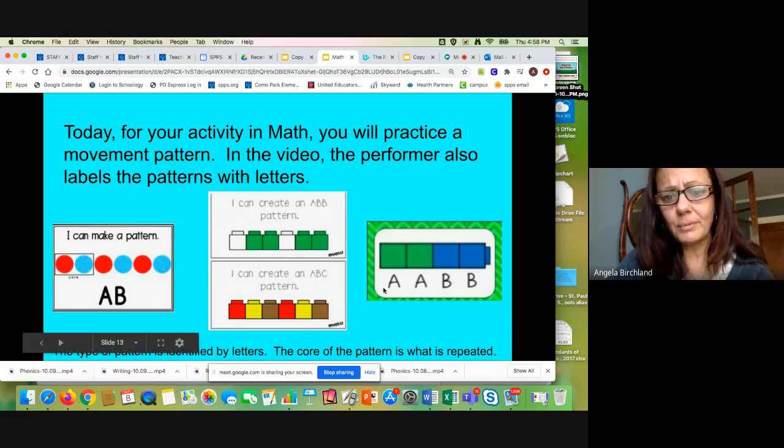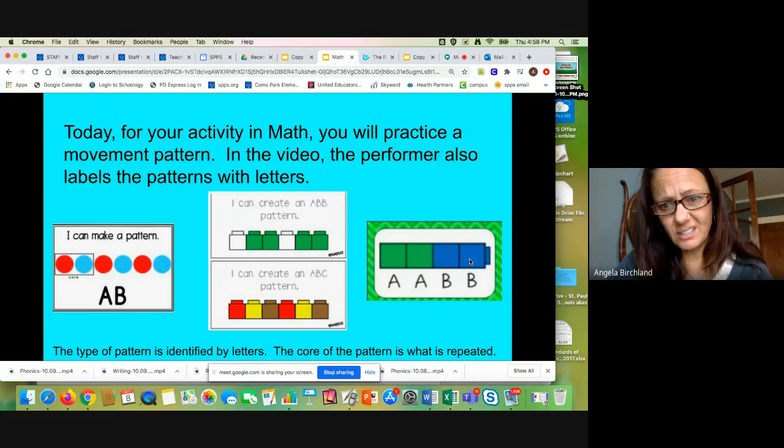And the last example is this. The core is green, green, blue, blue. And the pattern type is A, B, B. What do you think comes next? Green, green, blue, blue. If it repeats again, it does it again, then it will be green, green, blue, blue.